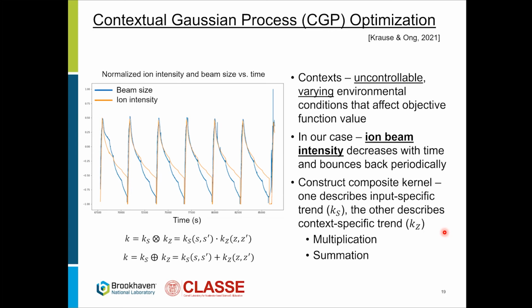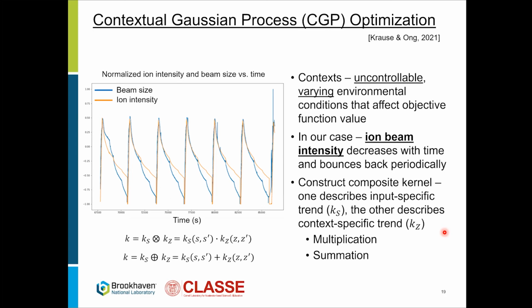So we can have two kernels. One describes the input-specific trend, which is KS. For example, in our case, S will be all the BPM inputs. The other describes the context-specific trend, KZ. For example, here Z would be the ion beam intensity that oscillates with time.